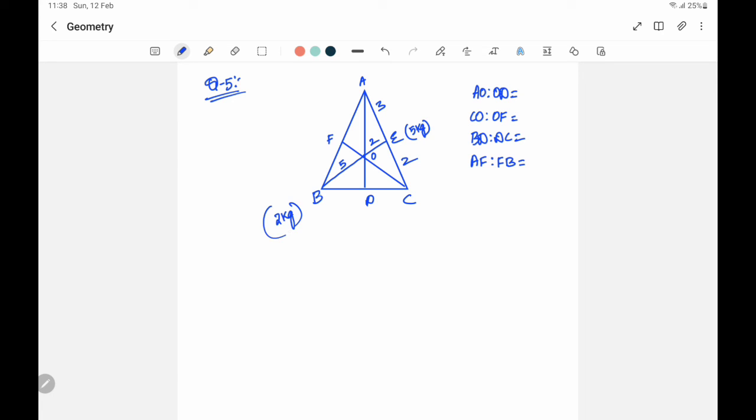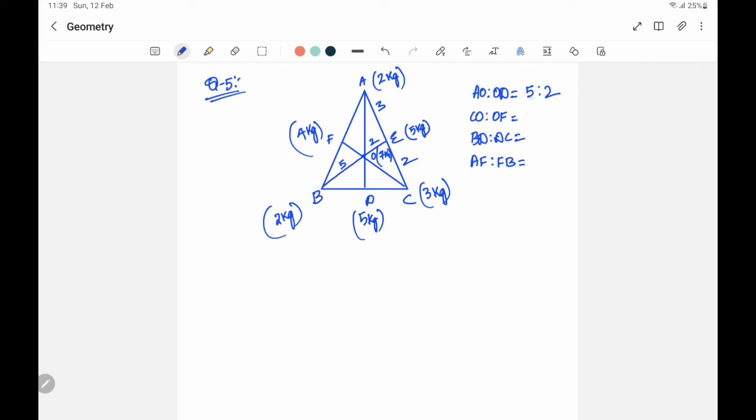So this would be 2 kg over here. So this would be 2 kg over here. And here it would be 3 kg. After this, we can get that the weight at O would be 7 kg. So the weight at D would be 5 kg. And weight at F would be 4 kg, and we have got all the required things. Now we'll see the ratios. We are asked to find AO is to OD. So this is nothing but 5 is to 2, and CO is to OF.